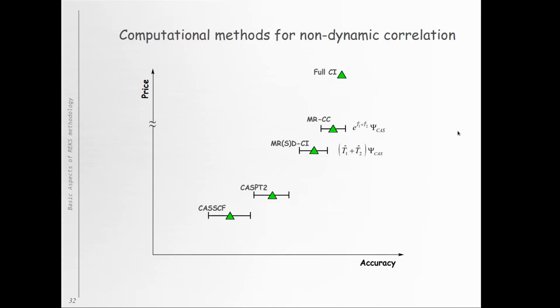So in order to recover dynamic correlation on top of CAS-SCF, they use perturbation theory, CAS-PT2. They think CAS-PT2 is really well balanced, almost perfect, as good as you can get, because you have non-dynamic correlation from CAS-SCF and dynamic correlation from PT2. So it's a combination of those two. It looks wonderful, right?